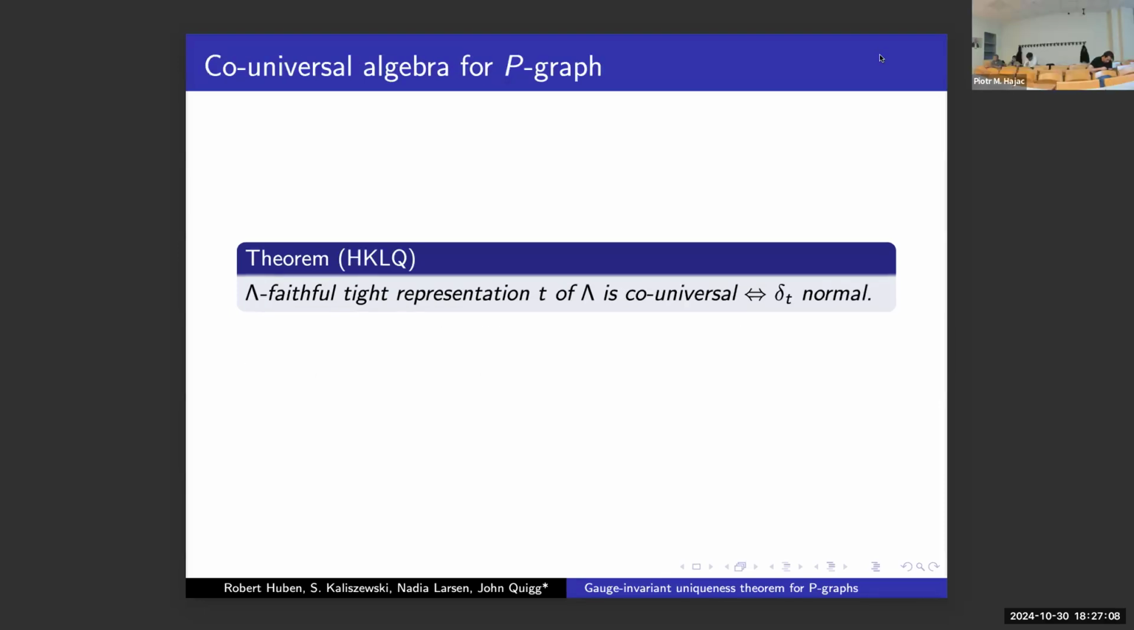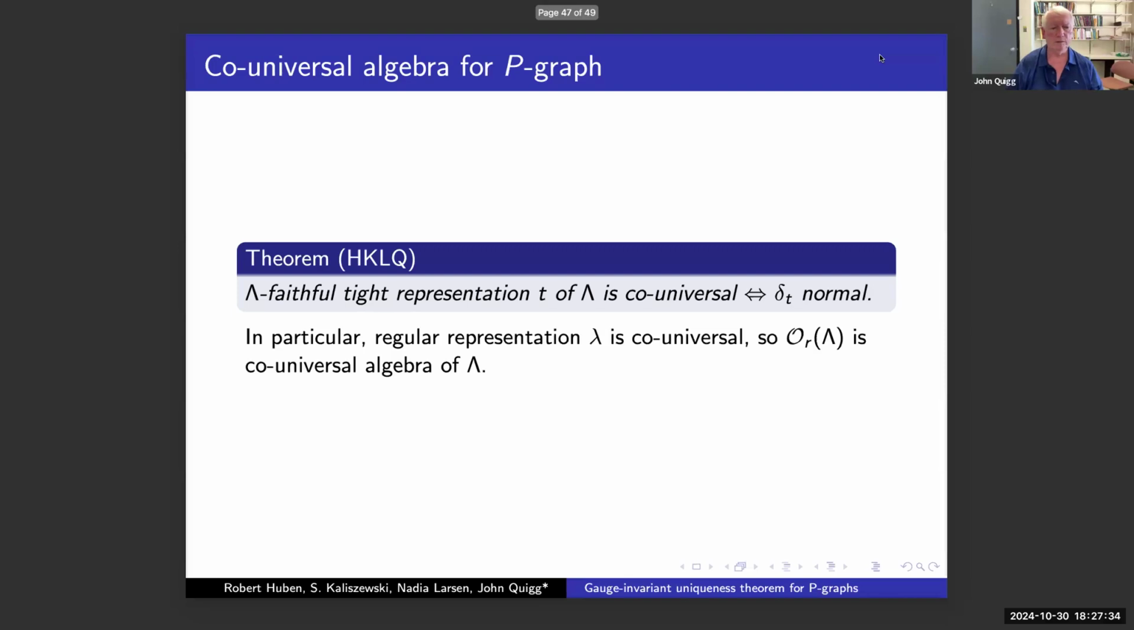And then we now characterize the co-universal representation. So we say a lambda-faithful tight representation T of lambda is co-universal if and only if the associated coaction delta sub T is normal. And this is in some sense another way of looking at the earlier theorems on co-universal representations. In particular, the regular representation lambda is co-universal, so the reduced C-star algebra of the k-graph lambda is a co-universal algebra of lambda.